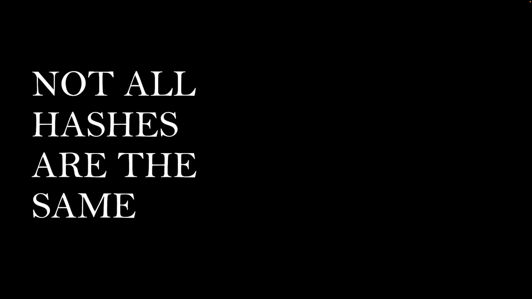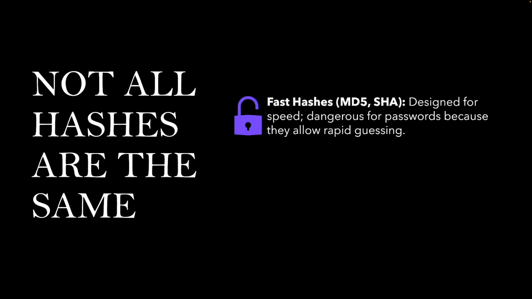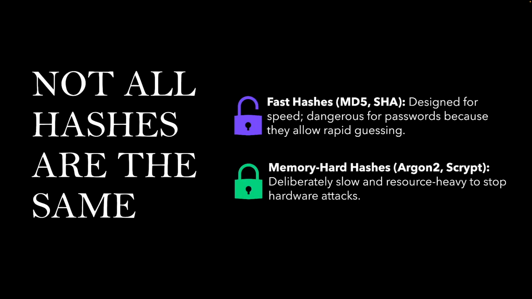The core conflict lies between fast hashes and memory-hard hashes. Algorithms like MD5 and SHA were designed to be efficient, which unfortunately allows attackers to guess millions of passwords per second. In contrast, modern algorithms like Argon2 and Bcrypt are designed to be intentionally slow and resource-heavy in order to neutralize hardware-accelerated attacks.